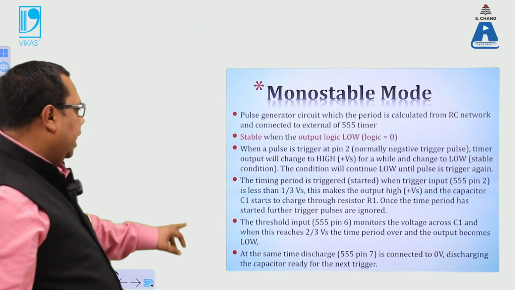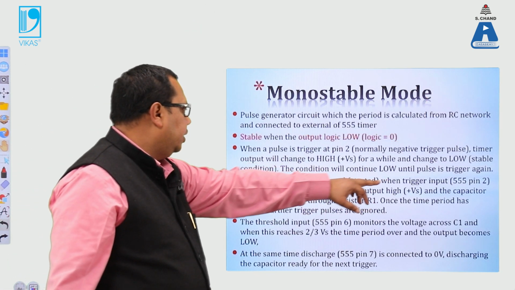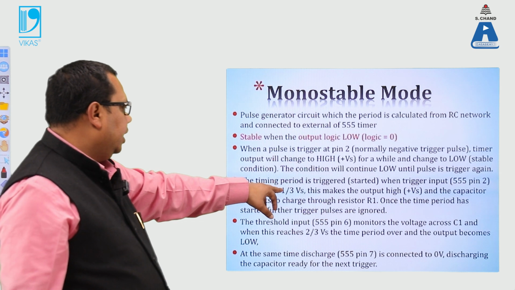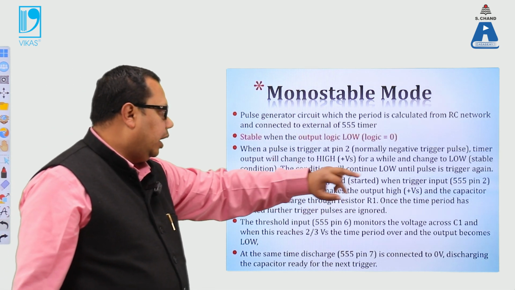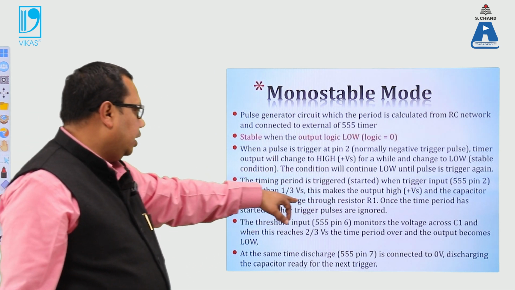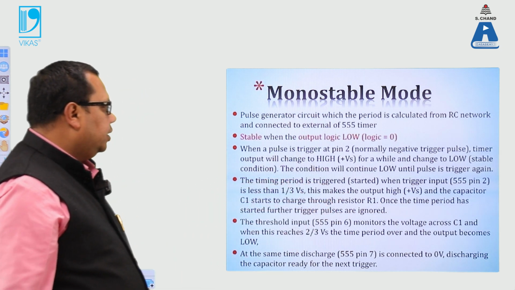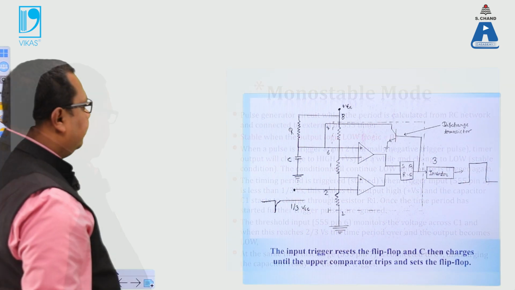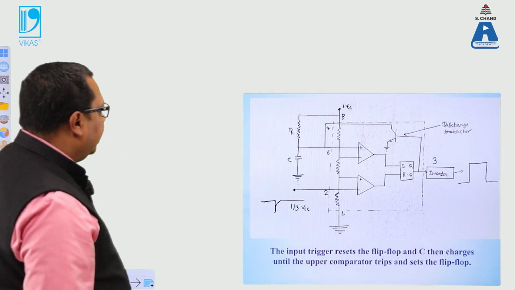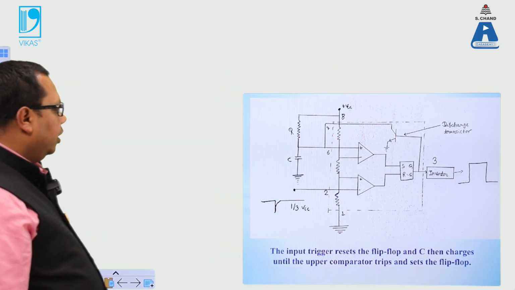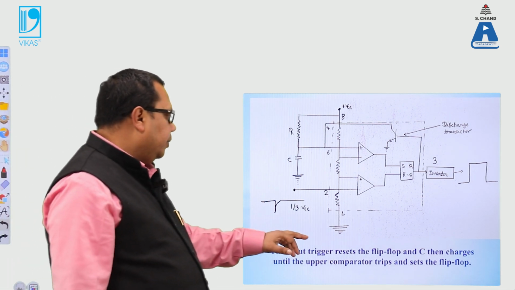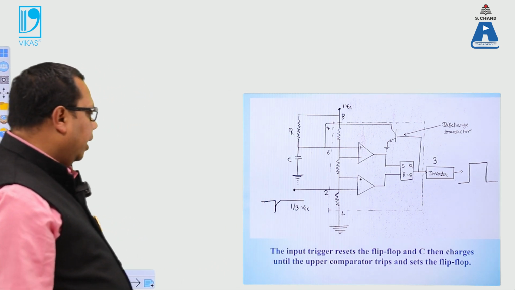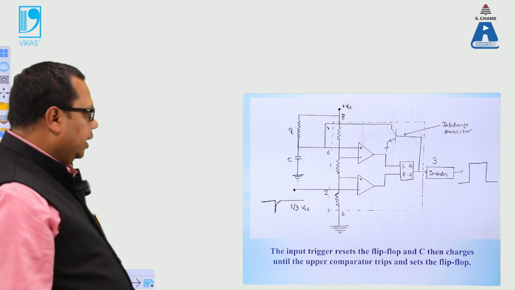We can see that the timing period is triggered when the trigger input, 555 pin 2, is less than 1/3, and it makes the output high, and the capacitor C1 starts to charge through the resistor. Once the time period has started, further trigger pulses are ignored. Then we have this particular circuit. It is very important to understand how the input trigger works. The input trigger resets the flip-flop and the capacitor charges until the upper comparator trips and sets the flip-flop.